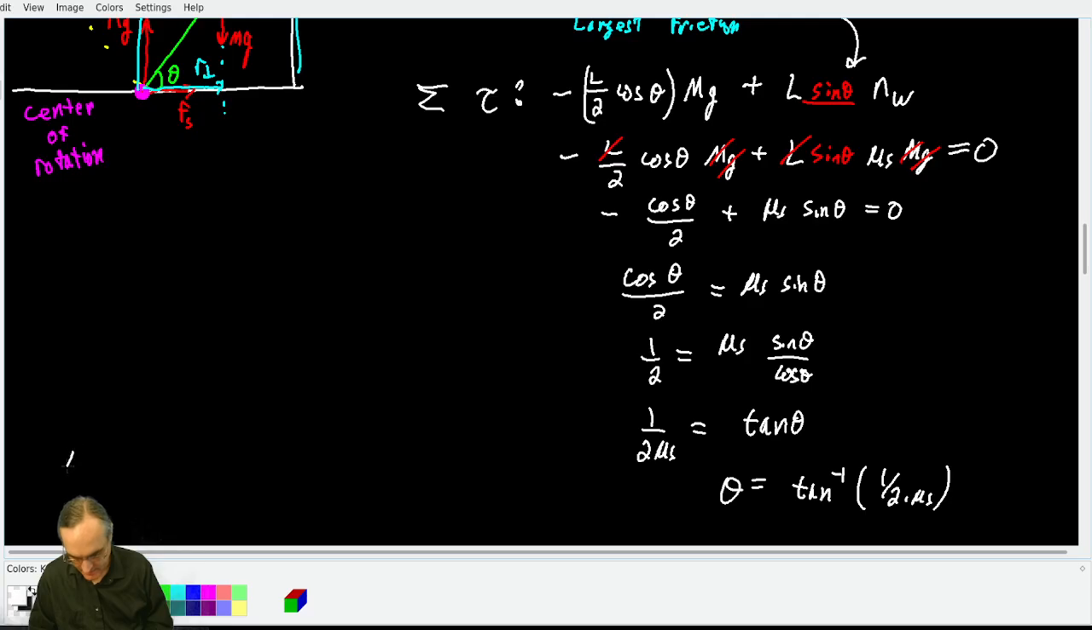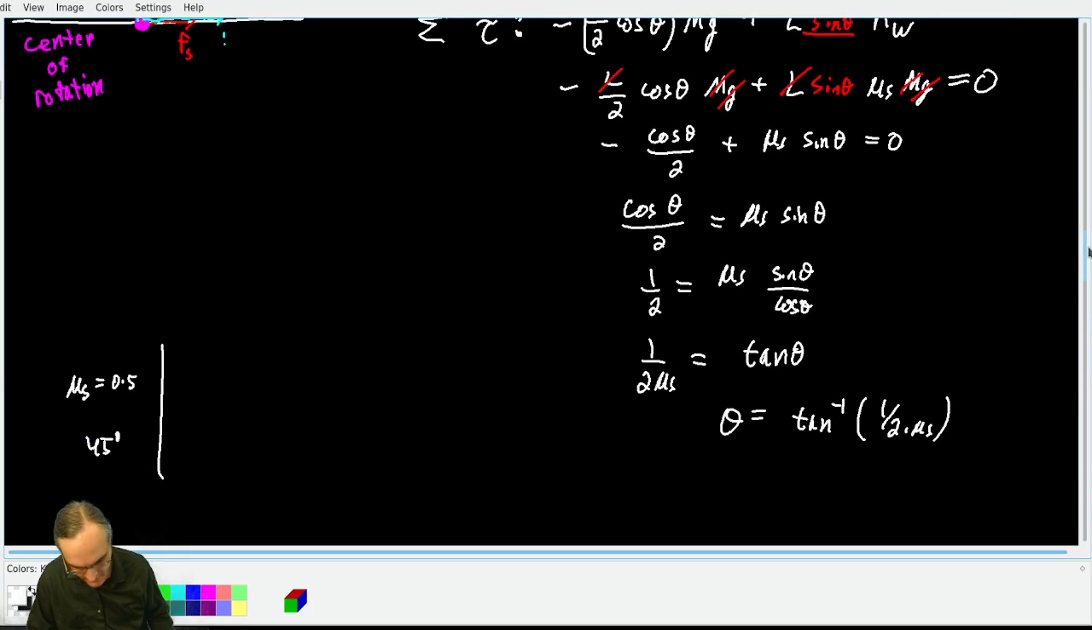So as a quick example, if mu sub s is equal to 0.5, then that would be inverse tangent of 1, and we'd get a 45-degree angle for the limiting case there. Any angle that is less than 45 would lead to falling.